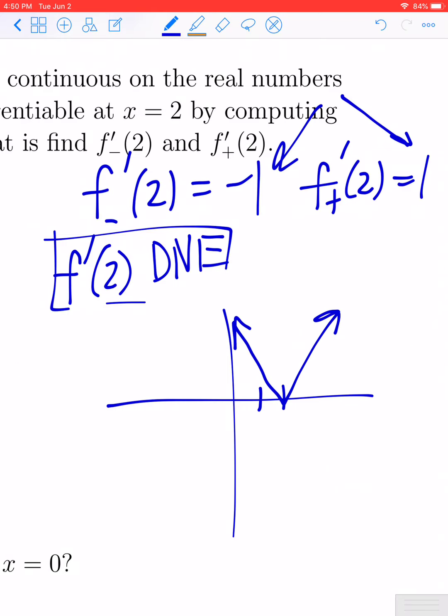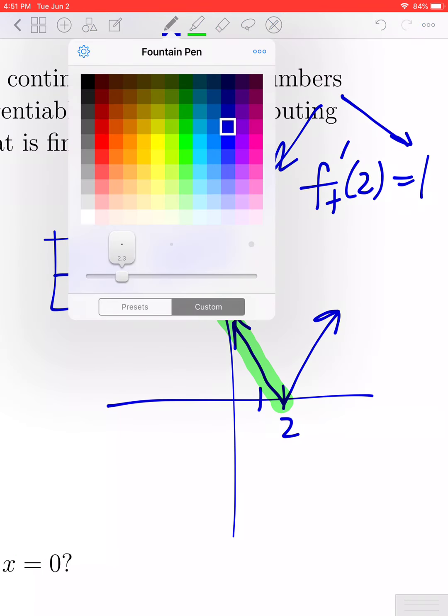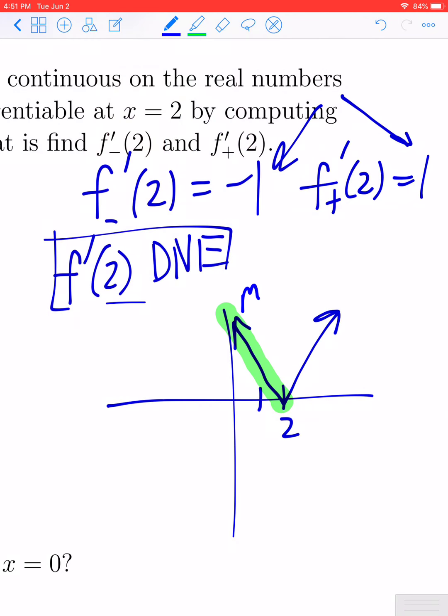And that's what gives us that V-shaped nature. If we look at the graph to the left of 2, it looks like this piece of a straight line, and that straight line would have a slope equal to -1, i.e. that's what we saw when we looked at the left-hand derivative.